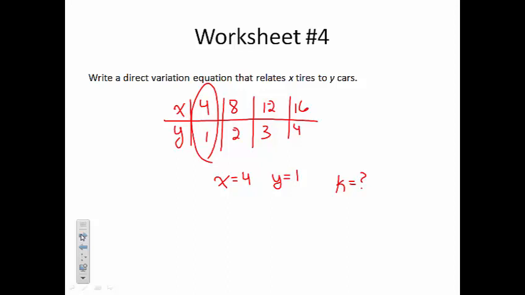Alright, hopefully you plugged it in and you got y equals kx. Once you plugged it in, you should have gotten y equals k times 4. Divide by 4 on both sides, so 1/4 equals k. Once you plug that back into your formula, you get y equals 1/4 x.